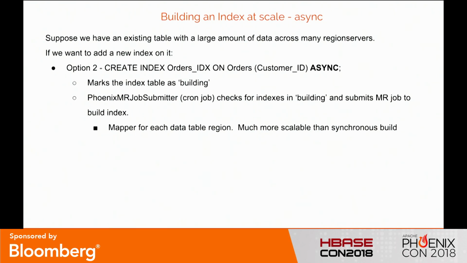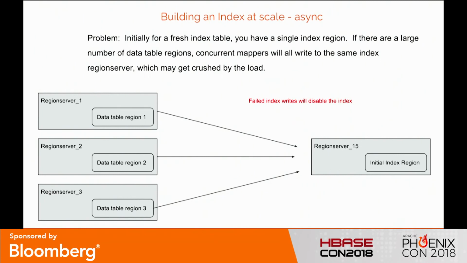If you build asynchronously, it's actually a map reduce job. So we have this Phoenix MR job submitter that we run as a cron job that checks for indexes in building state. Your index gets marked as building when you run this command. And so the Phoenix MR job submitter creates a map reduce job, and you have a mapper for each data table region. So that's more scalable, obviously. But then you run into this problem.